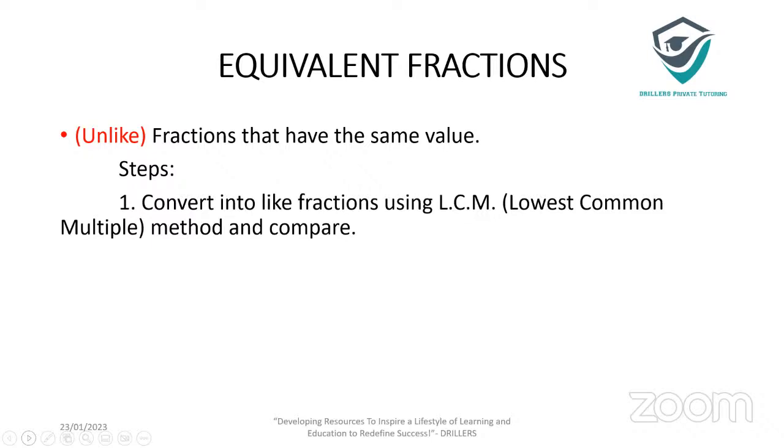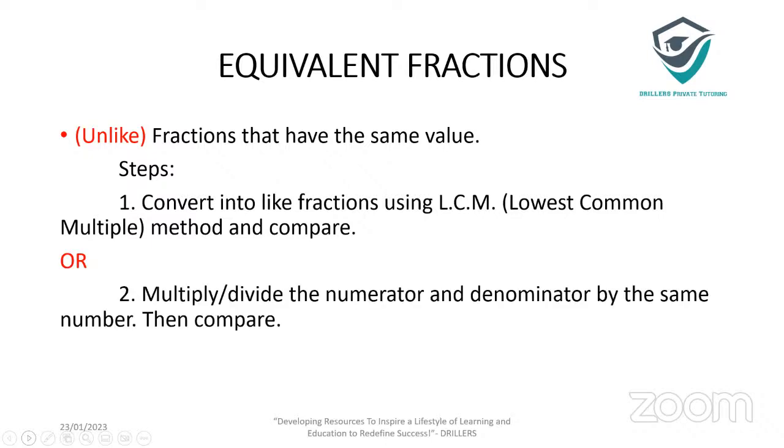The first way we can determine this is to convert these fractions into like fractions using the LCM method, the lowest common multiple method, which you'll find out about later on. And then we compare. Or we can multiply or divide the numerator and denominator by the same number, then compare them. These are two ways to determine whether unlike fractions are equivalent. I'm going to use both methods, and then you will determine which method is easier for you. So we're going to look at some examples.